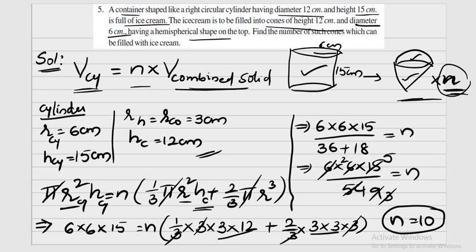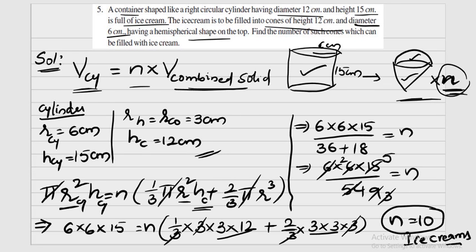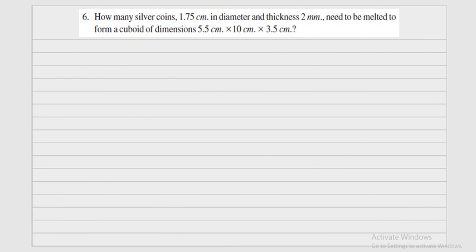So from this, what I can say is n is equal to 10 ice creams. So how many ice creams can I fill? I can fill n is equal to 10 ice creams, right? So totally I can fill 10 ice creams by using the ice cream that is present in the cylinder, right? Next, moving on to one more question.